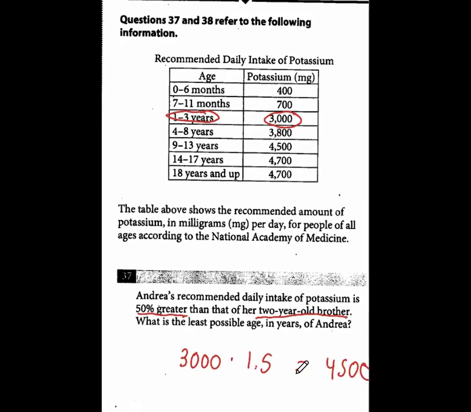And so using that, 4,500 is corresponding to 9 to 13 years, and it asks for the least possible age in this age group, which would be 9 years. So the correct answer is 9. Okay, question 38.